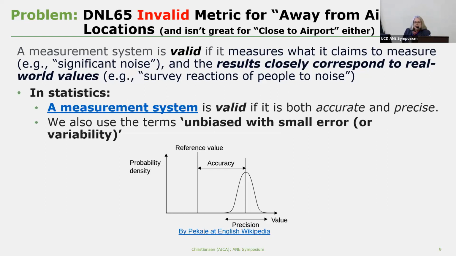Now I'd like to talk about why DNL 65 is an invalid metric. In statistics, a measurement system is valid if it measures what it claims to measure. So in this case, significant noise. And the results closely correspond to real world values. So in other words, survey reactions of people to noise. In statistics, a measurement system is valid if it's both accurate and precise. We also use the terms unbiased with small error or variability.